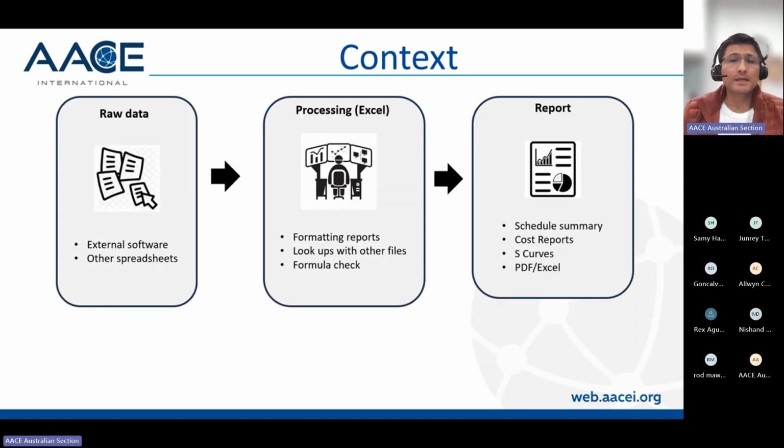So what's been happening, or what continues to happen in the project controls space, is a process like the one that I'm depicting here in this slide. Typically, before we issue a report, we get data from a different source. It could be external software, existing legacy software that the organization uses, or spreadsheets coming from other stakeholders. Normally, we process the data and integrate it in Excel.